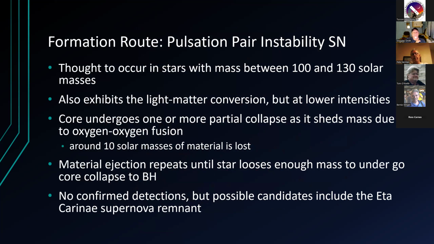Between these, we left one side of core collapse topping out at 100 solar masses. Then we had this direct collapse topping at 130 solar masses, and we have this gap in between. So stars in this island between 100 and 130 solar masses also go through this light-to-matter conversion process, but at lower intensities. And during this process, as light is converted into matter and ejected from the star, the core itself will undergo one or more partial collapses.